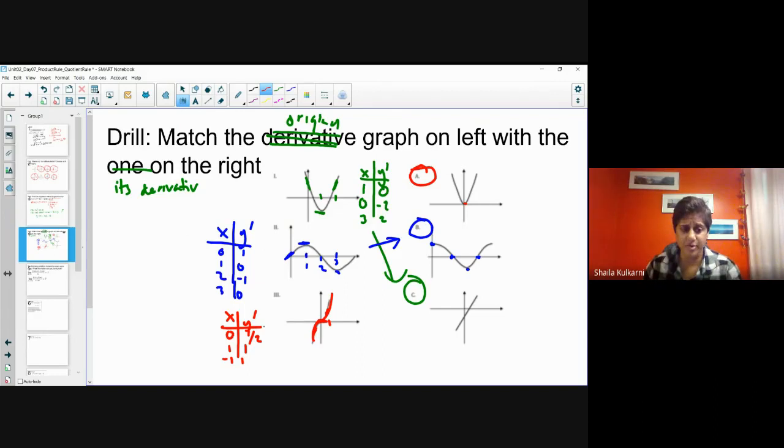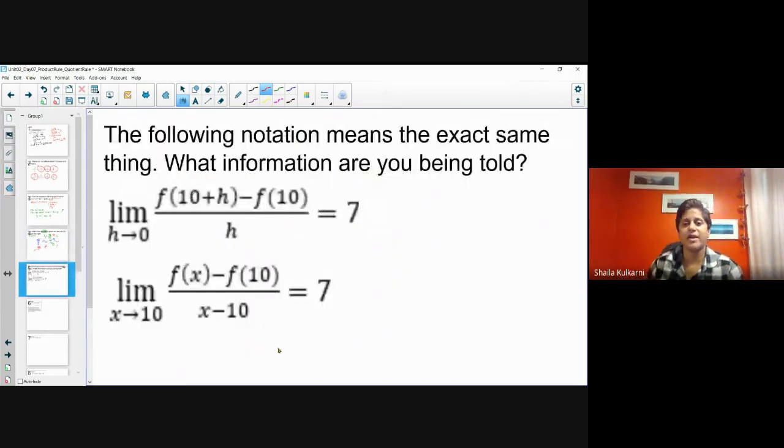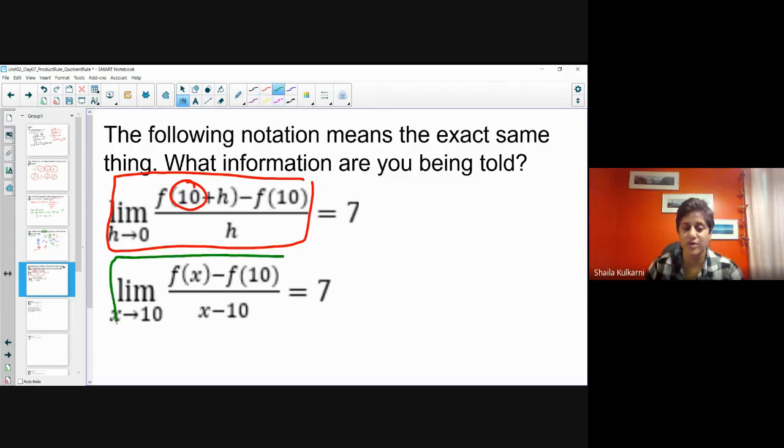Last one, before we do our new material. Again, we're just kind of doing what we've done so far in reverse order of how we've learned it, which is an interesting way of doing it. I have lost the ability of where my mouse is. There we go. All right, so the following notation means the exact same thing. What information are you being told? Well, this is the definition of the derivative at x equals 10. This is the alternate definition of the derivative at x equals 10.